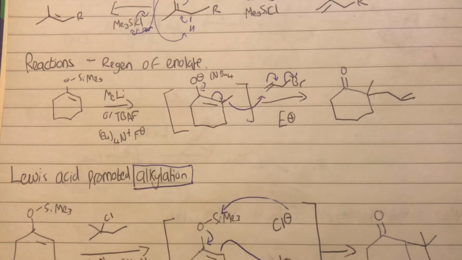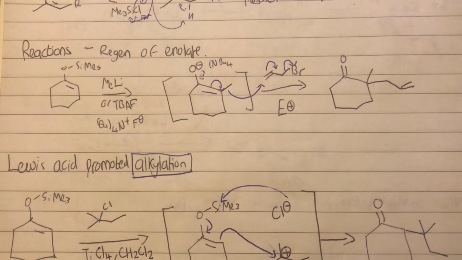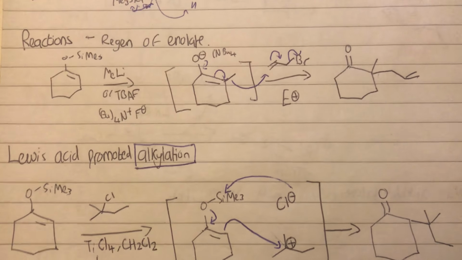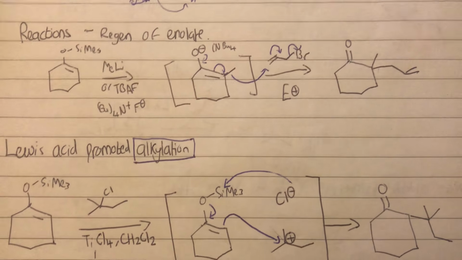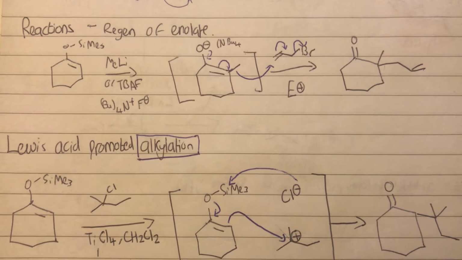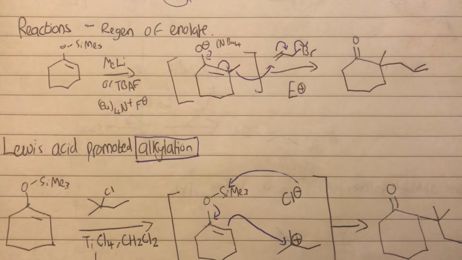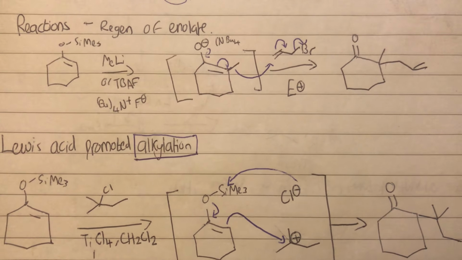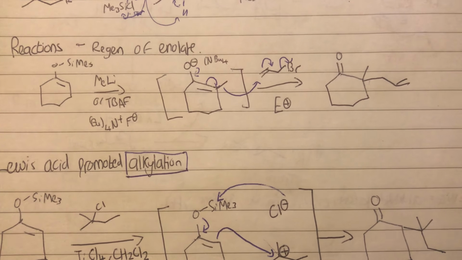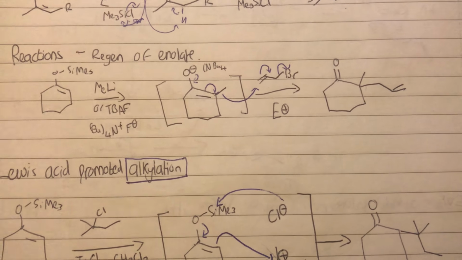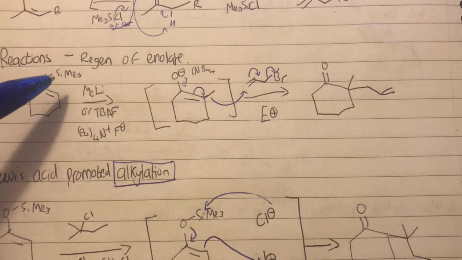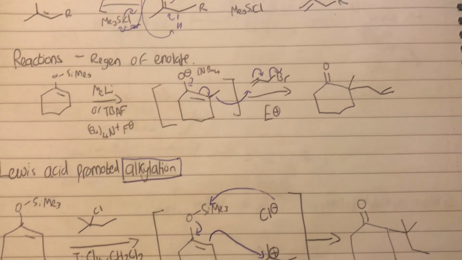We can regenerate an enolate, starting with this cyclic alkene with oxygen and a silyl group, silicon on it, should I say. React that with methyl lithium or TBAF. Methyl lithium can remove that SiMe3, pretty much. That's exactly what it does.